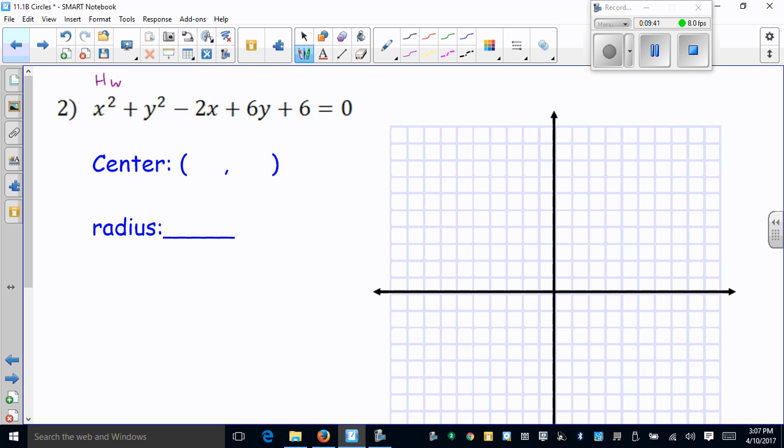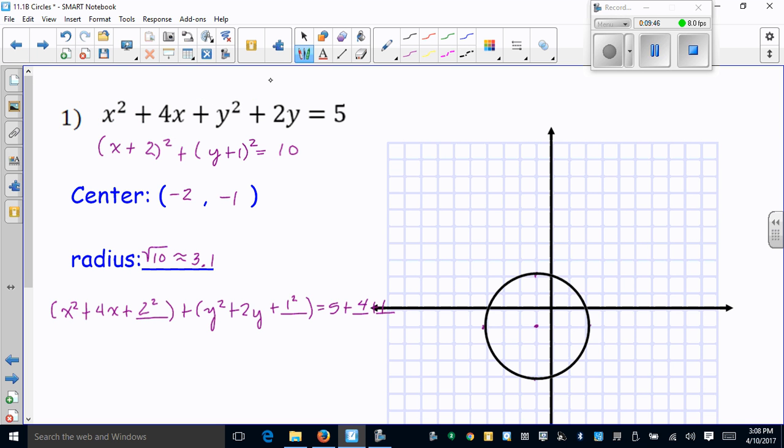So you guys know, I don't want to say everything you need to know about circles, but you have the basic idea now of circles. Good luck on the homework.